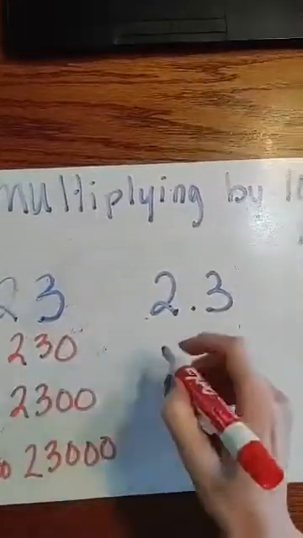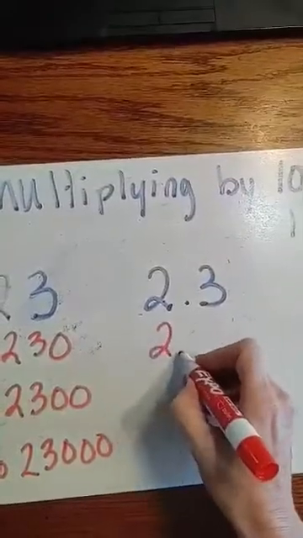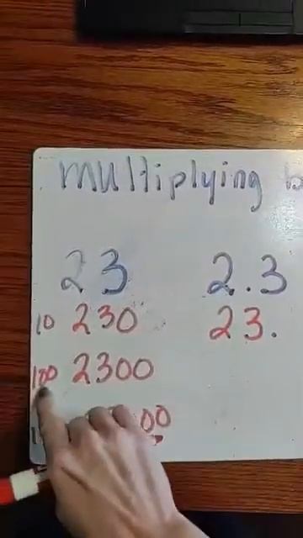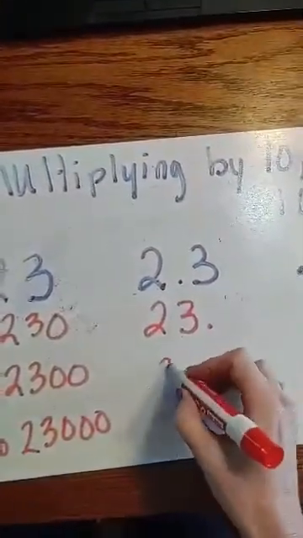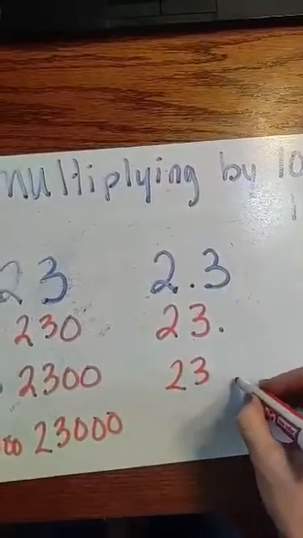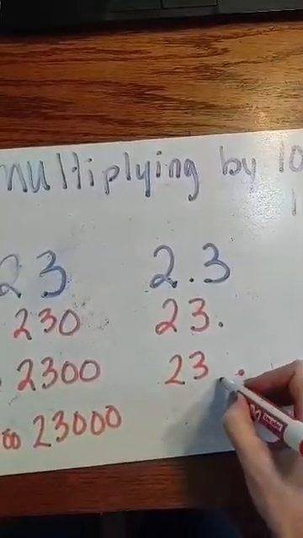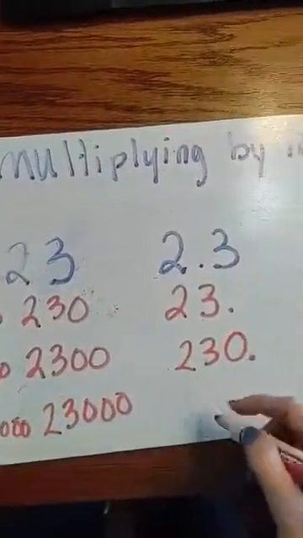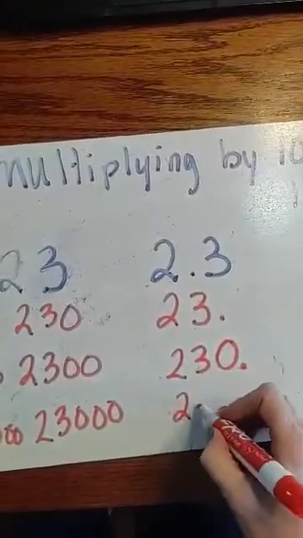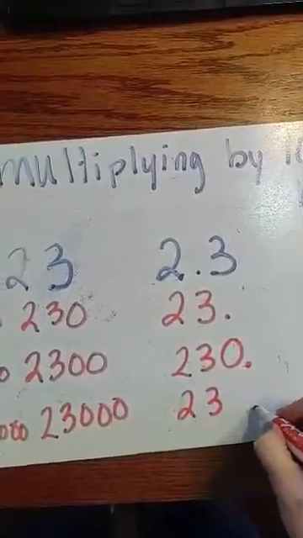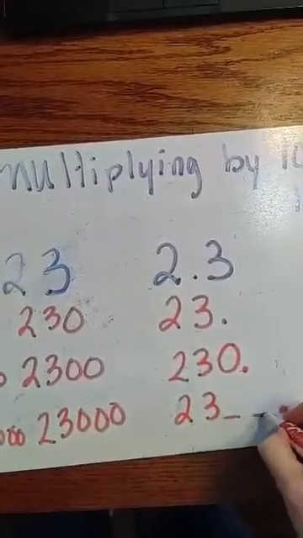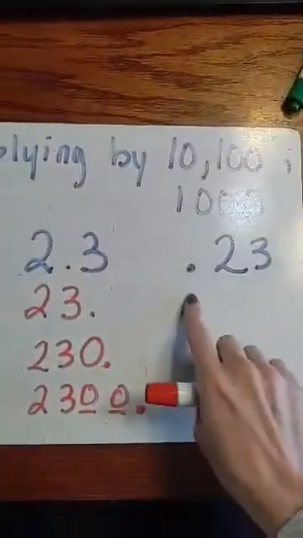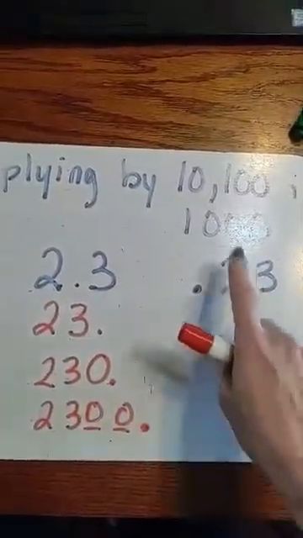So if I'm multiplying times 10, I have 1 zero. I'm moving that decimal one place. Okay? 100 has 2 zeros. So I'm going to move my decimal 2 places. So I moved it here. What do I have to fill in this spot? That's right, a 0. Okay, and if I have 3 zeros, I need to move it 3 places. 1, 2, 3. What do I need in these 2 spaces? Zeros. Good job, guys.